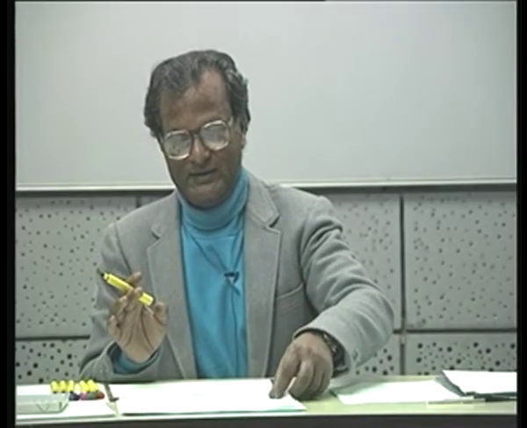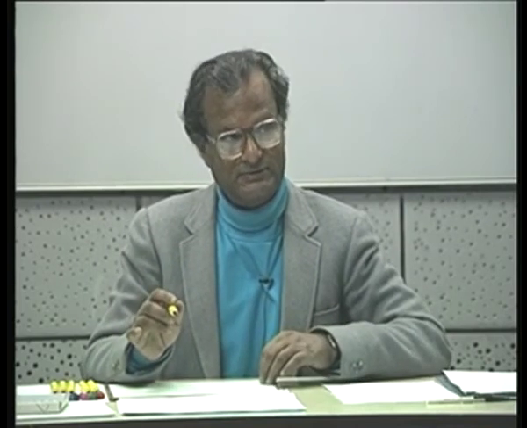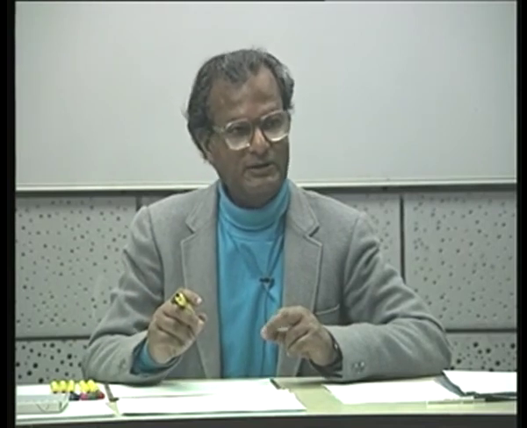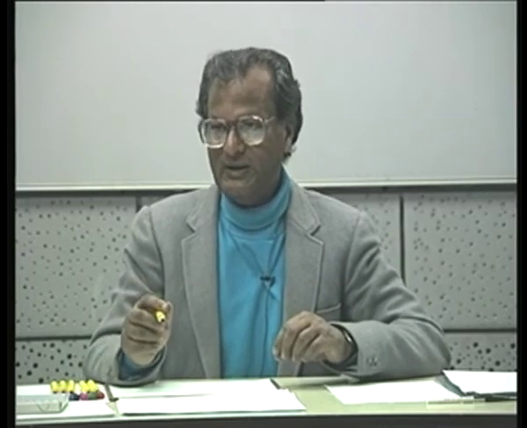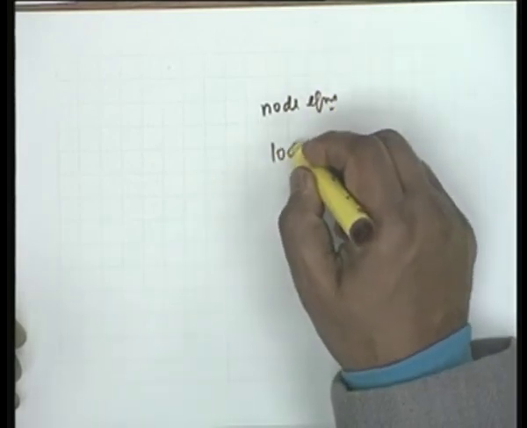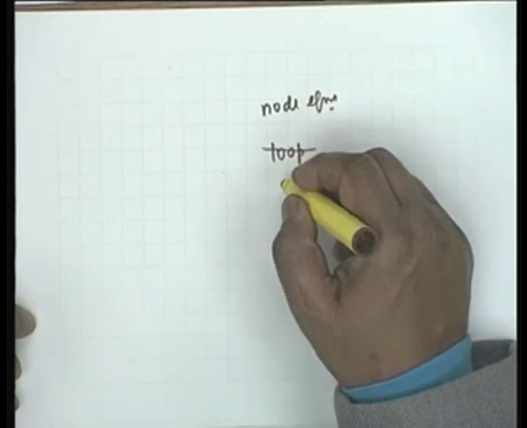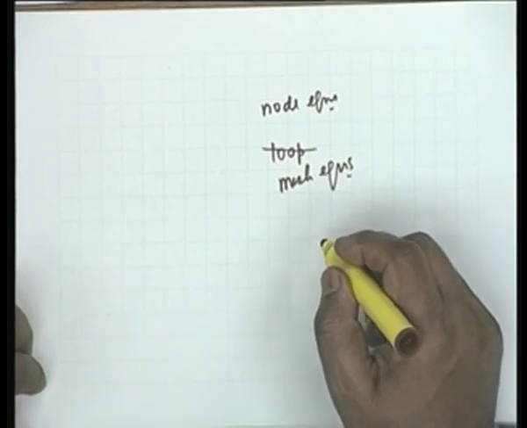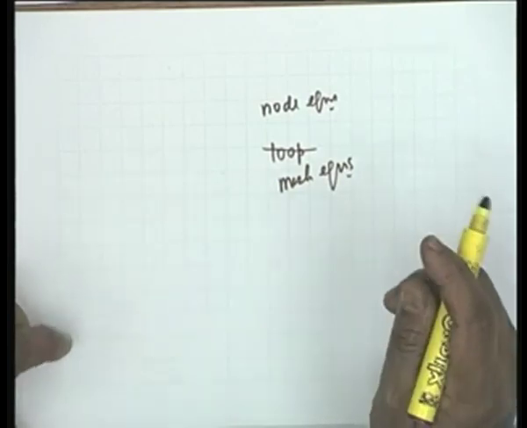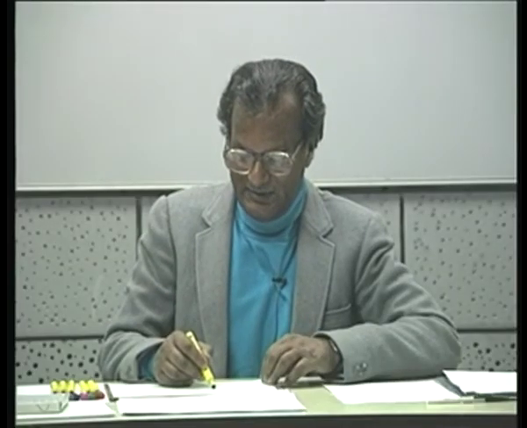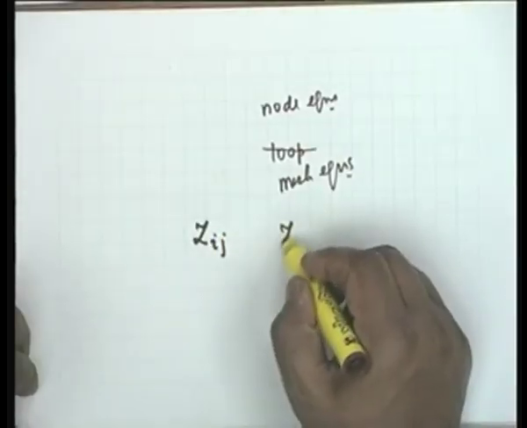Now, if it is not possible to calculate the y parameters by inspection, then what do you do? You do exactly the dual of what you did with z parameters. In the case of z parameters, you wrote node equations. Here you shall write mesh equations. And in mesh equations, the coefficients would have the dimension of impedance. That is, we shall have terms like Zij and Zii.